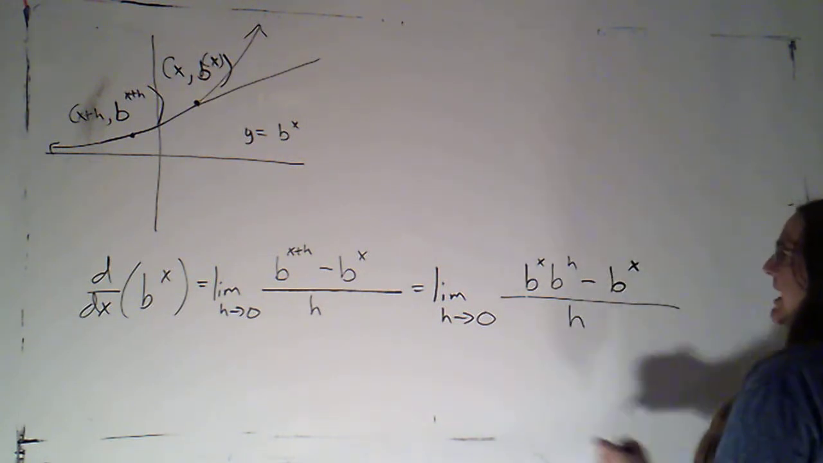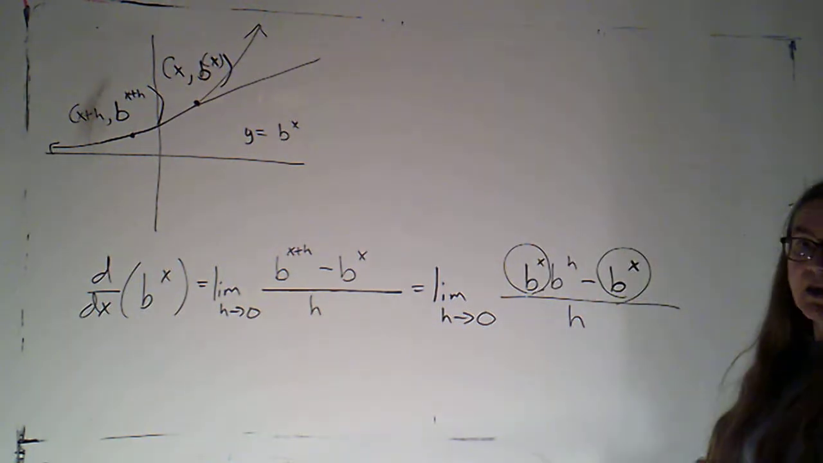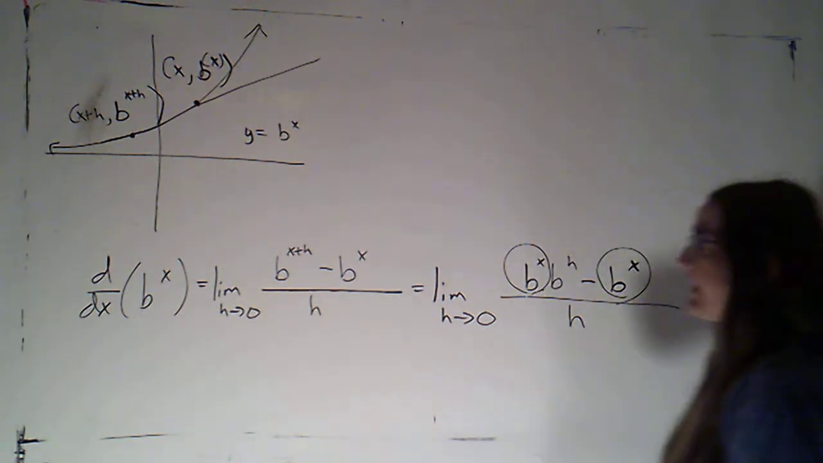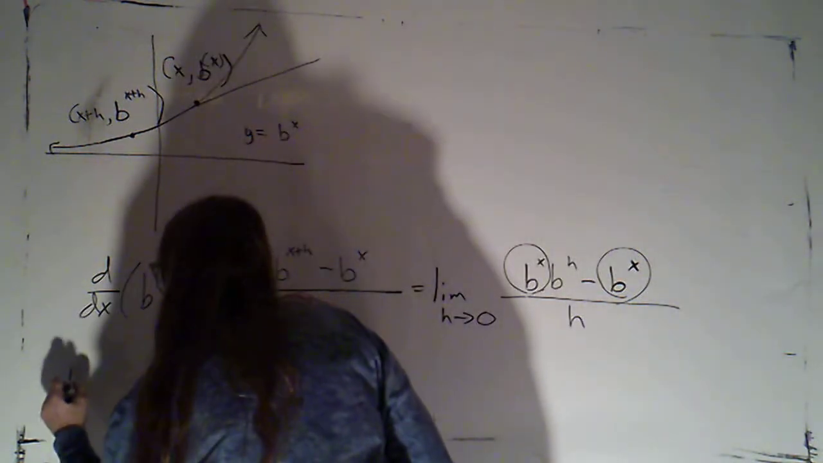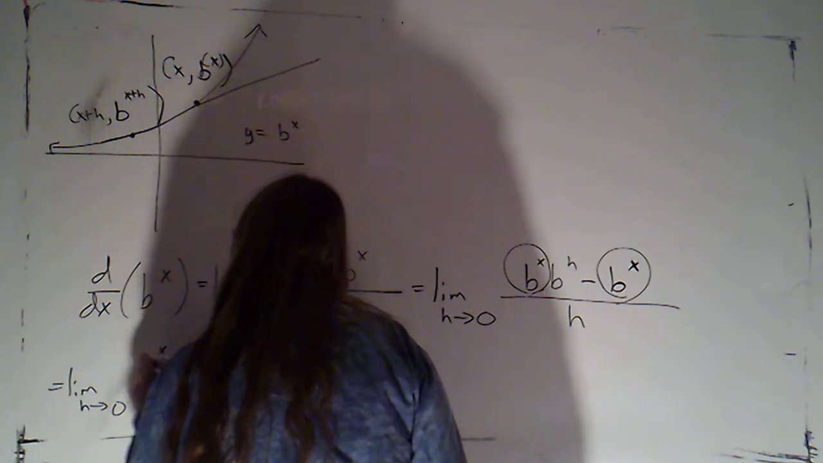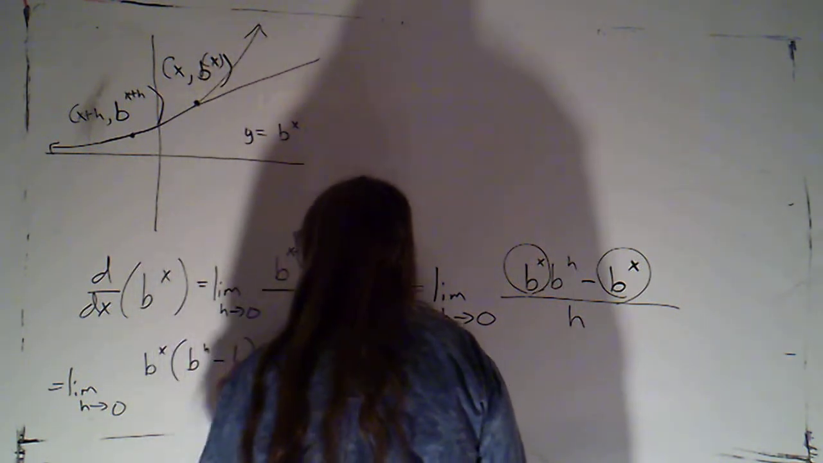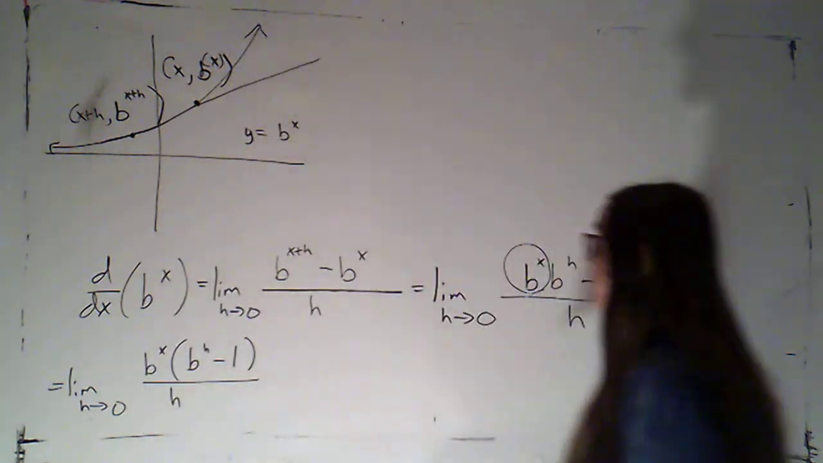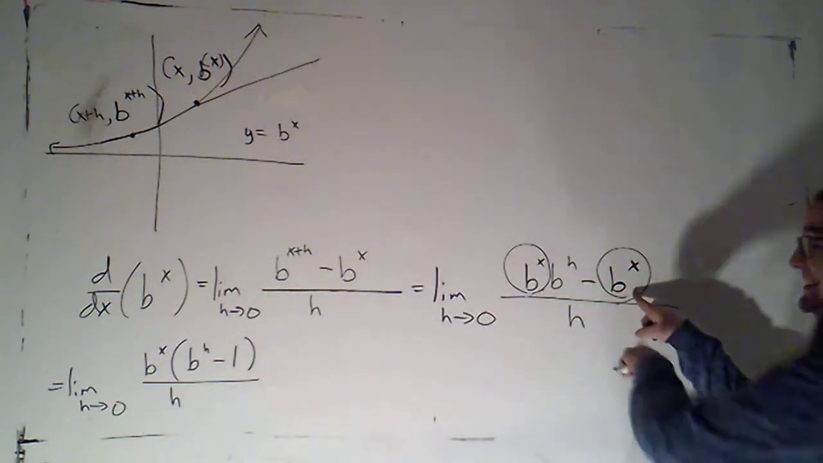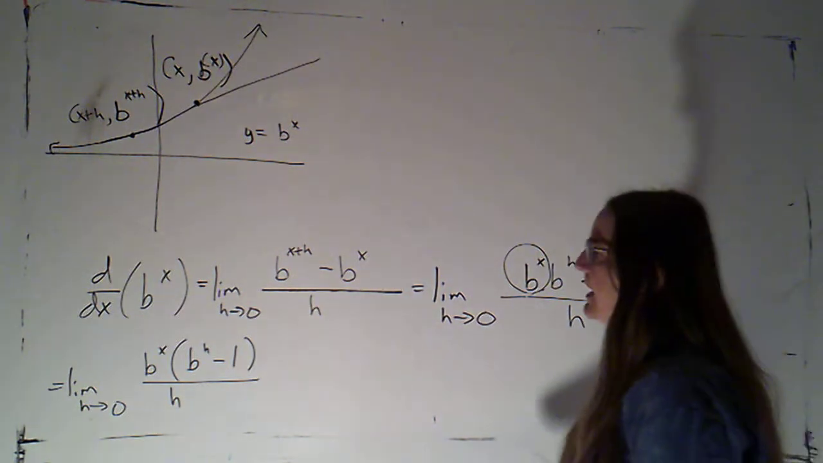Now when I do that, I can see that there's a b to the x in both terms on top. So I can factor that out. So I can say this is the limit as h goes to 0 of b to the x times b to the h minus 1, over h. When I factor out the b to the x here, there's a placeholding 1 left there.